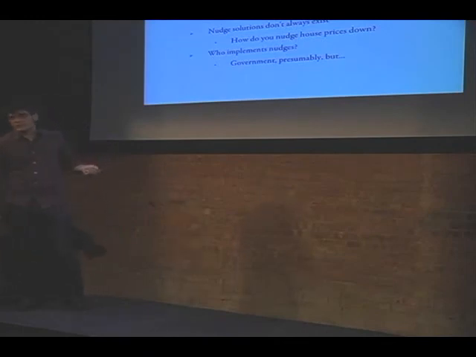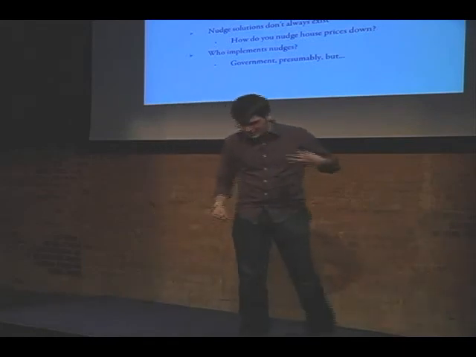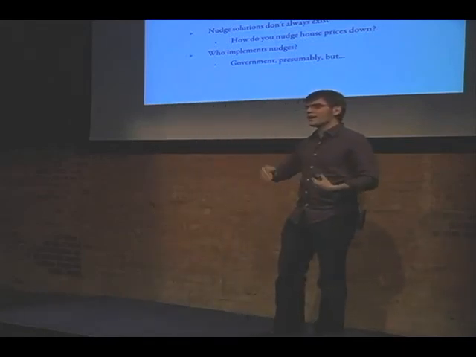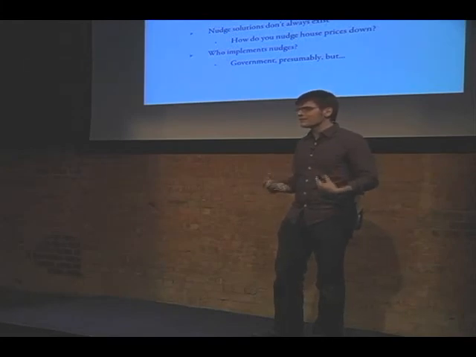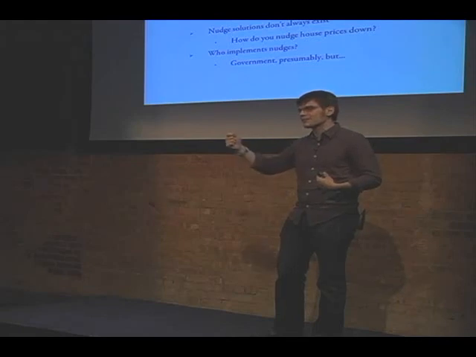Furthermore, nudge solutions don't always exist. I made this slide about a week ago, and ever since then, I've been trying to think of a way, how could you nudge house prices down? Because clearly, we're in a bit of a mess here because people kept paying more and more and more for houses and kept expecting the price to go up. If we could have nudged prices down, that could have been very helpful, but I'm not entirely sure how to do that.